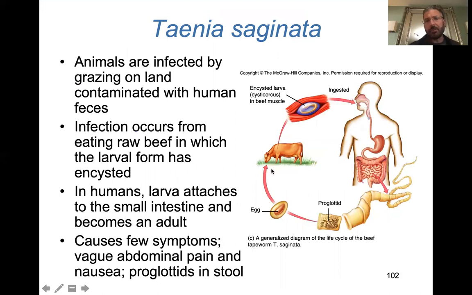All right, so here's the beef tapeworm. I'm just going in showing you eating raw beef. The larvae form, and the larva attaches to the small intestine and becomes an adult. Very few symptoms, because it's not going to consume a whole lot. It's growing in there, dropping off these proglottids, the strobila, the segments, hoping that cattle come along and eat it again, or humans come along and eat it again, and restart the whole cycle for them.